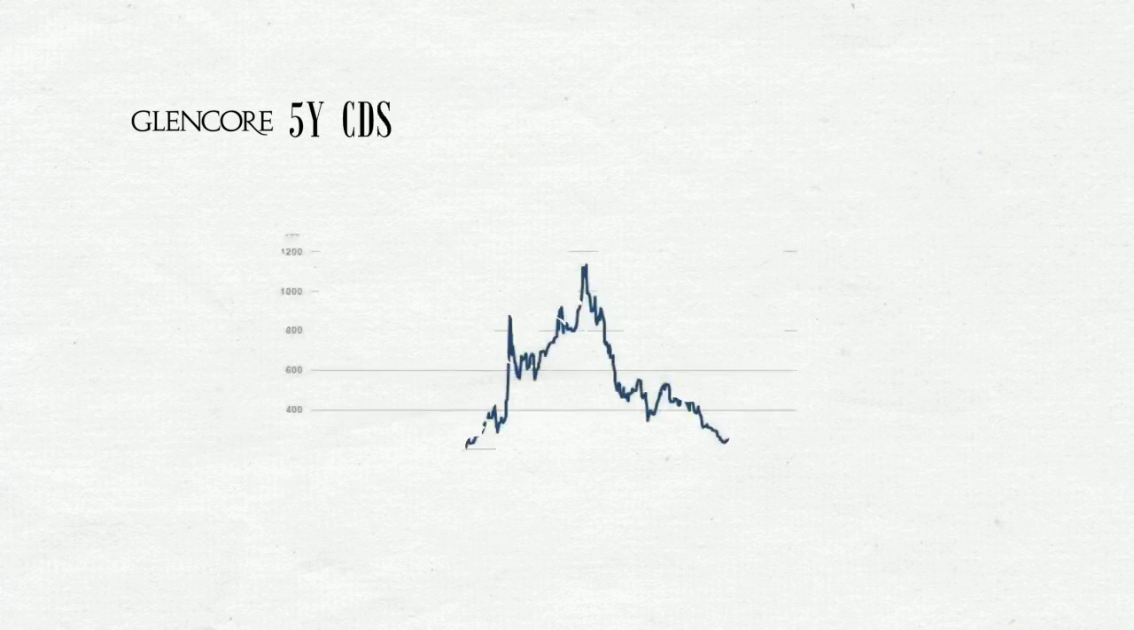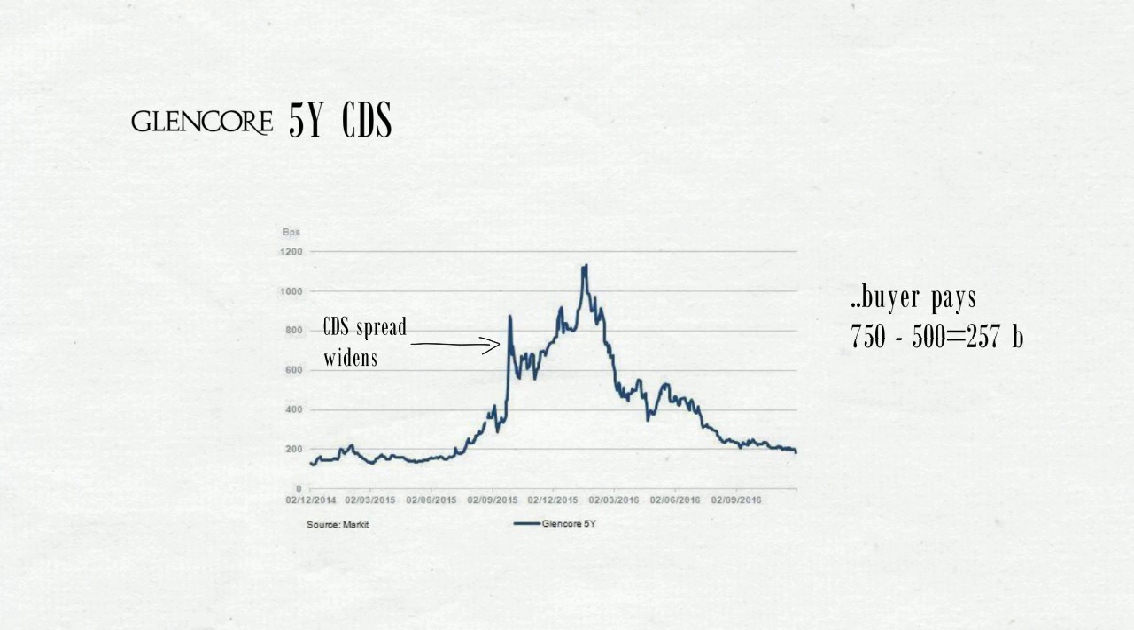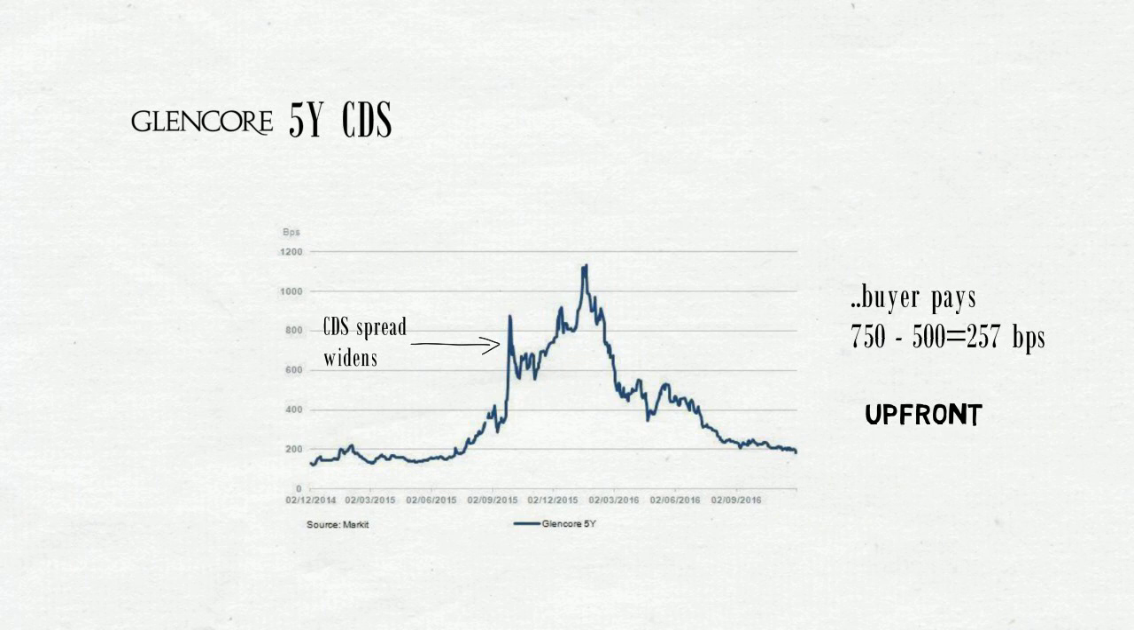We saw the example of Glencore, where in early 2015, after the crash in metal prices, the 5-year CDS of Glencore spiked up and at one point was trading as wide as 757 basis points. Yet, it carried a fixed premium or coupon of only 500 basis points. And this means the buyer of Glencore CDS will need to compensate the seller for this difference of 257 basis points by paying an upfront fee when she buys the CDS. All of this we discussed in the last part of our series.